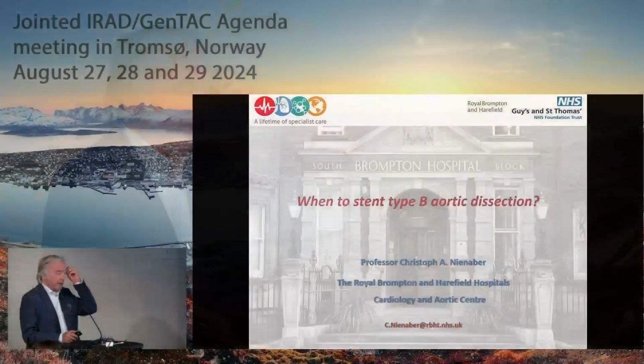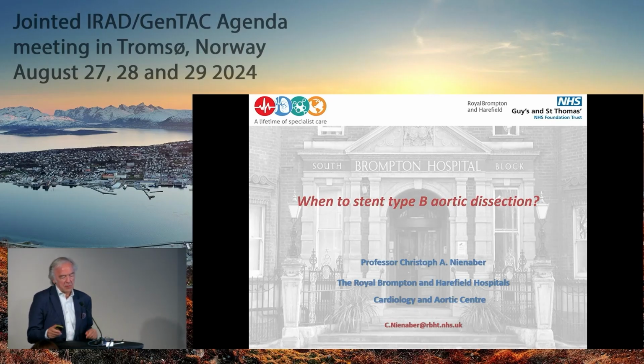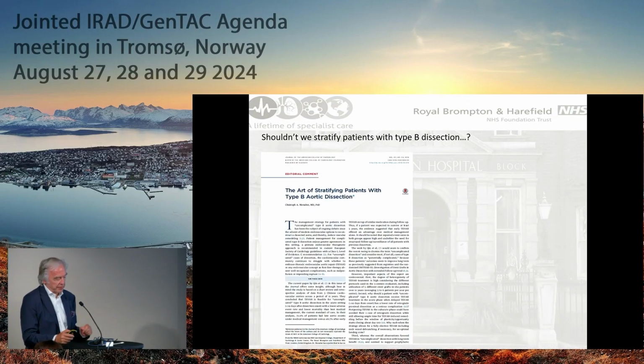I was given the question when to stent type B aortic dissection. Was it type B? Yeah, type B. And I scratched my head whether I should address when in terms of what particular group, with what cofactors or comorbidities or what risks, or when in terms of a time domain question. I'm trying to look at both now in the next few minutes.